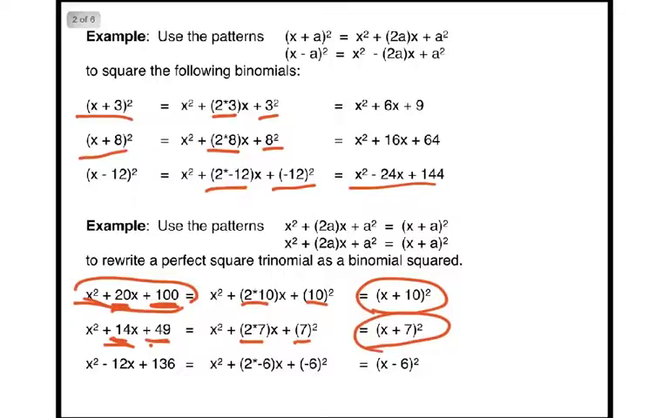Finally, x squared minus 12x plus 1, ooh, that should be a 36. Then negative 12 is double negative 6, and 36 is negative 6 squared, and so you can rewrite x squared minus 12x plus 36 as x minus 6 squared.